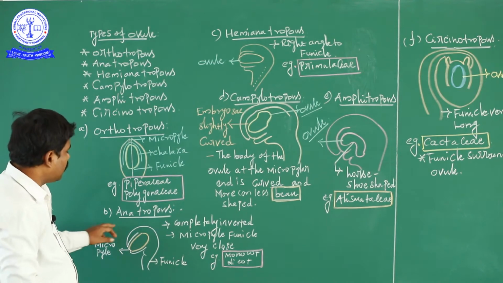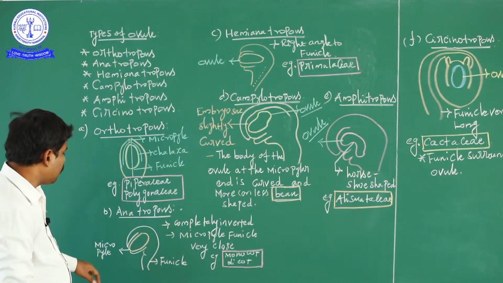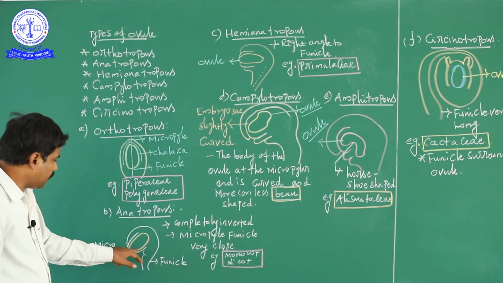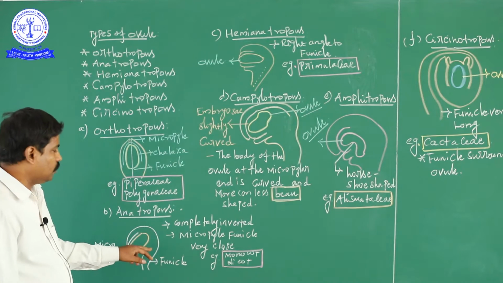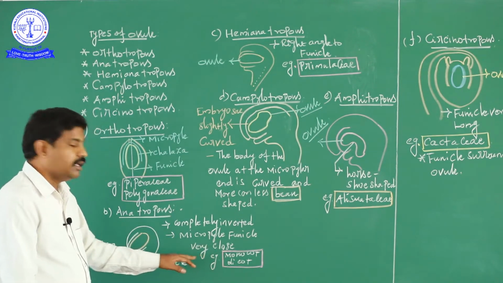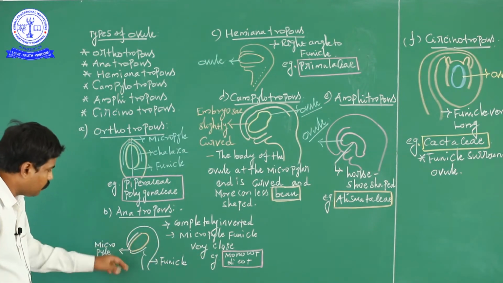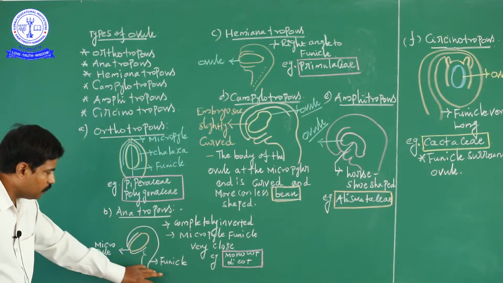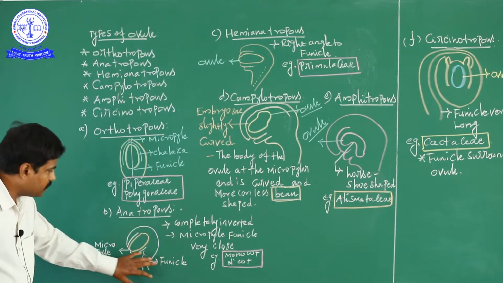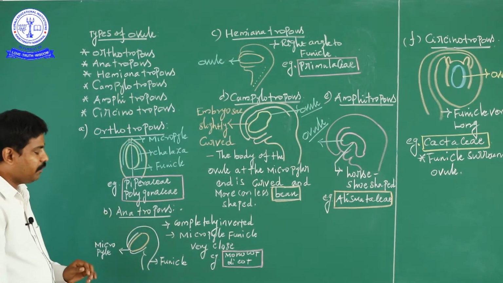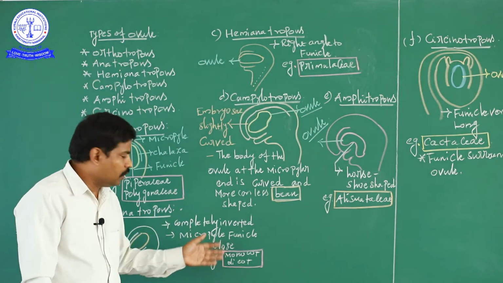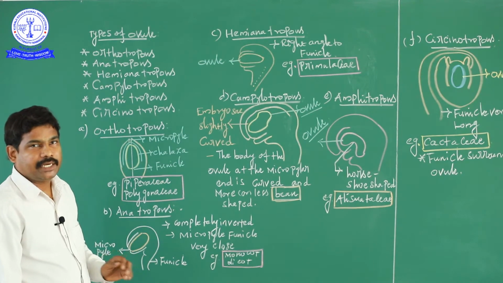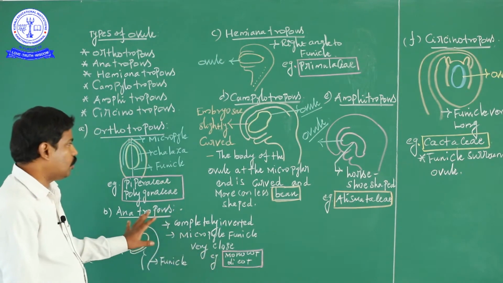And then the anatropous ovule. Ana means completely inverted. The ovule is completely inverted, so the micropyle and funicle come very close to each other. This is the micropyle, and this is the funicle. That is called the anatropous ovule. The main examples are monocot and dicot plants.